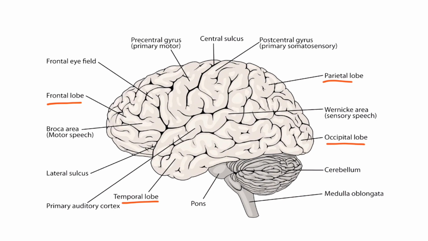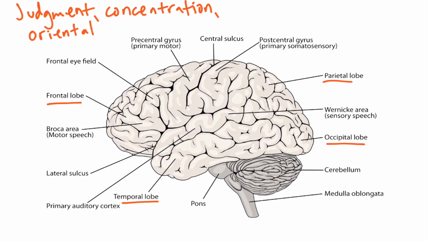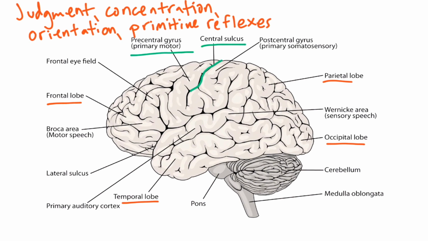Okay, with this basic overview, let's talk about some of the important functions of the different lobes. Generally speaking, the frontal lobe is responsible for judgment, concentration, orientation, and primitive reflexes. Aside from this, there are 3 major gyri in the frontal lobe that you need to be familiar with. The first is the precentral gyrus. The name comes from the fact that this gyrus is directly anterior to or in front of the central sulcus, which is right here.